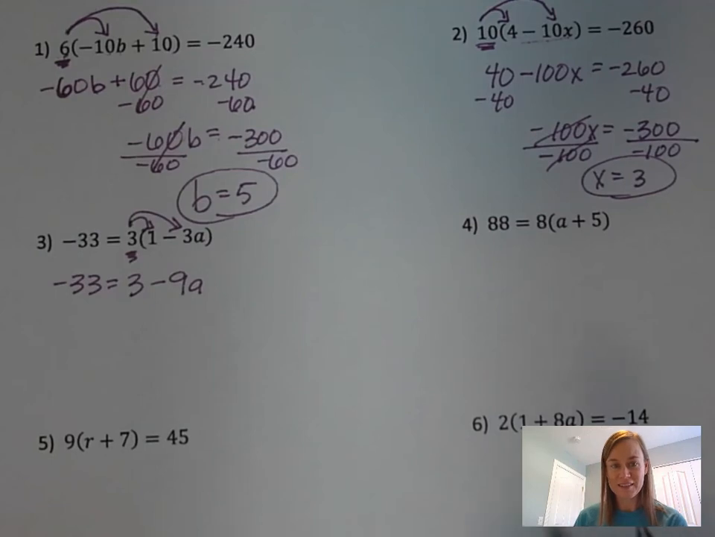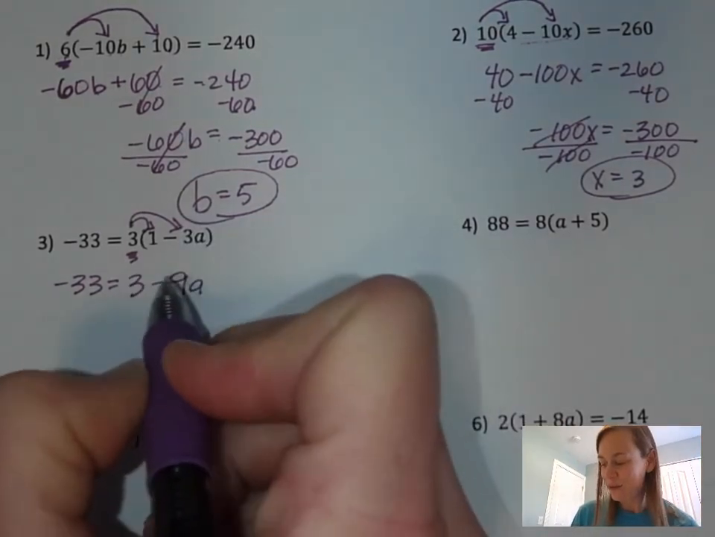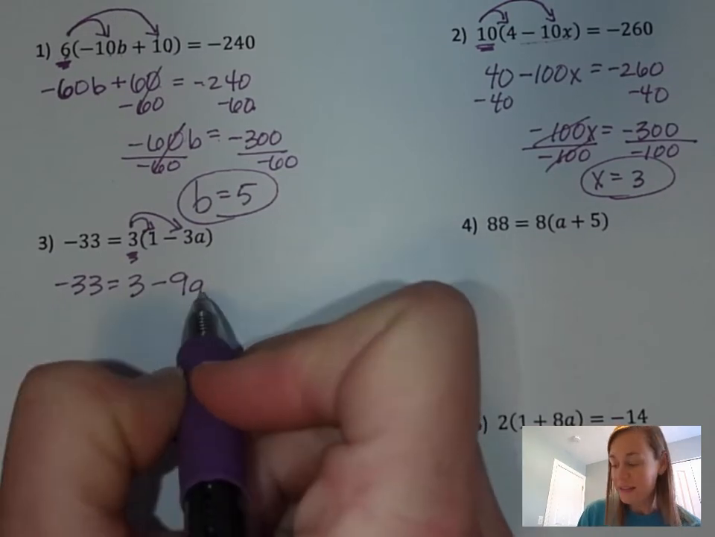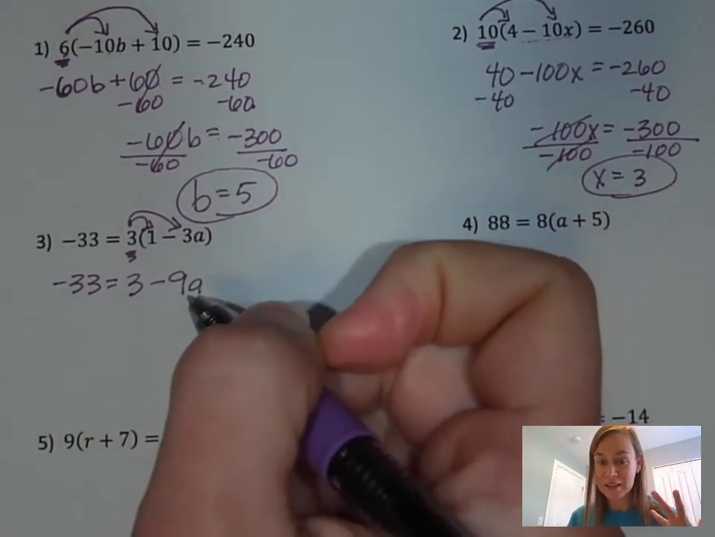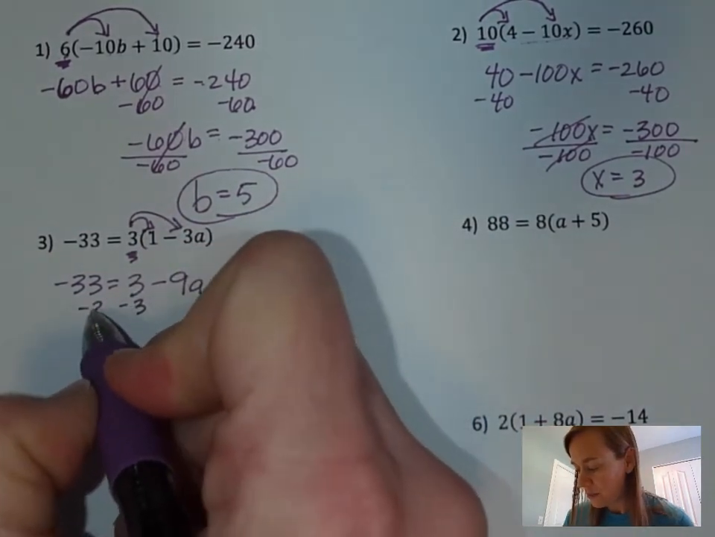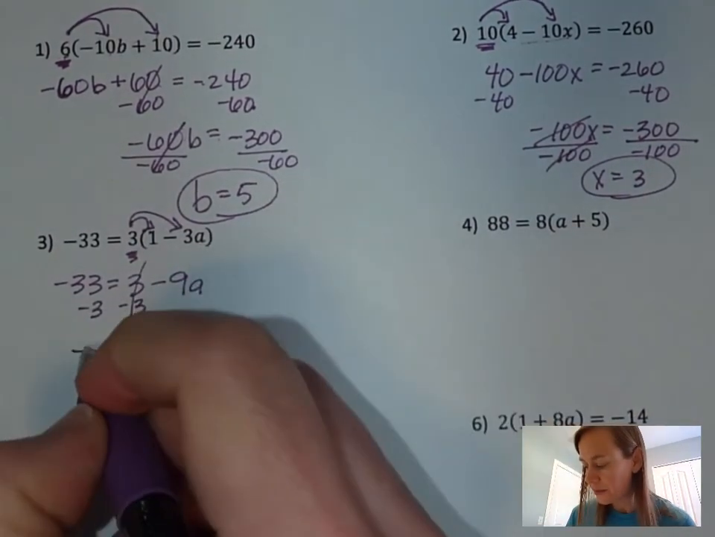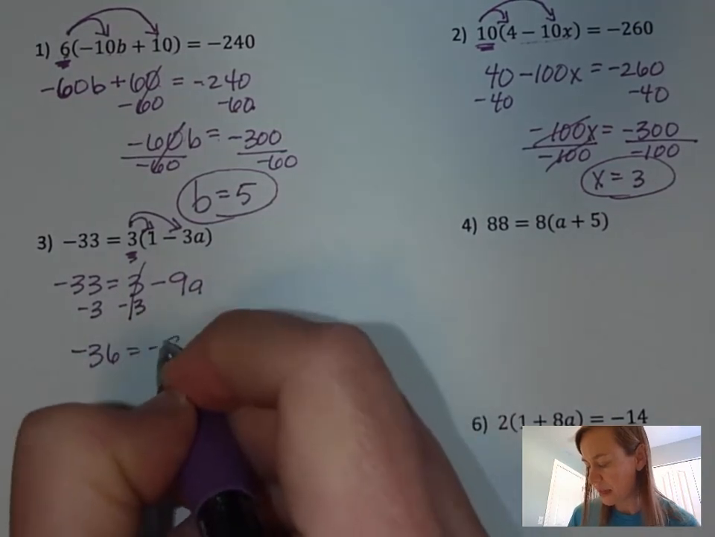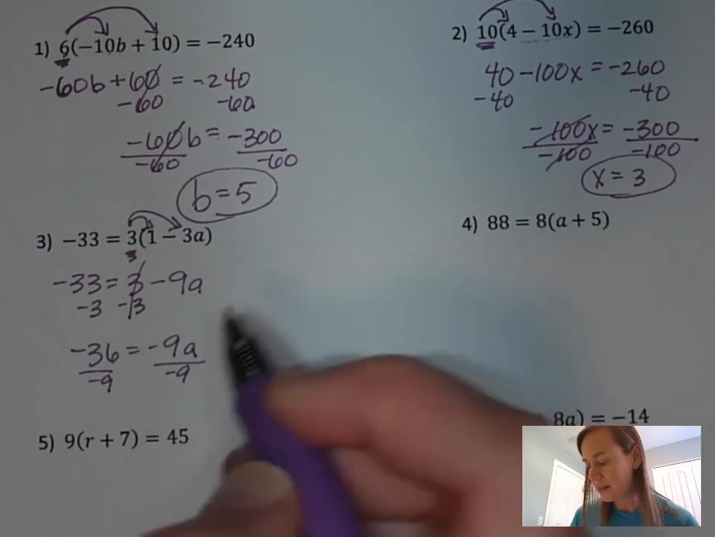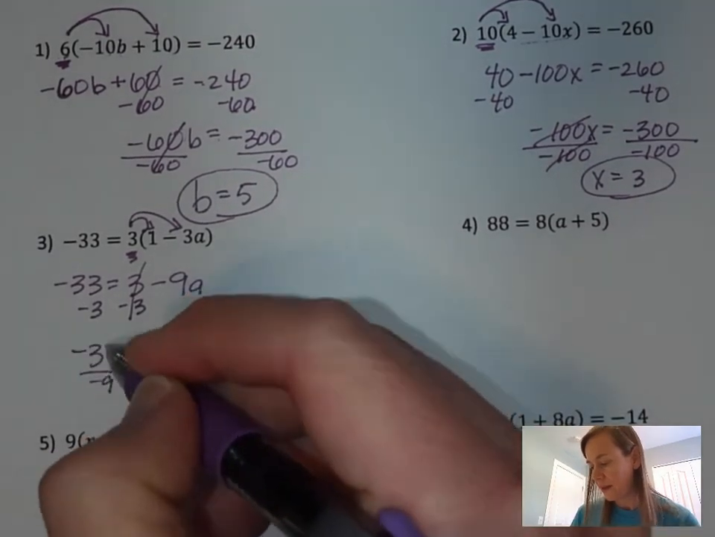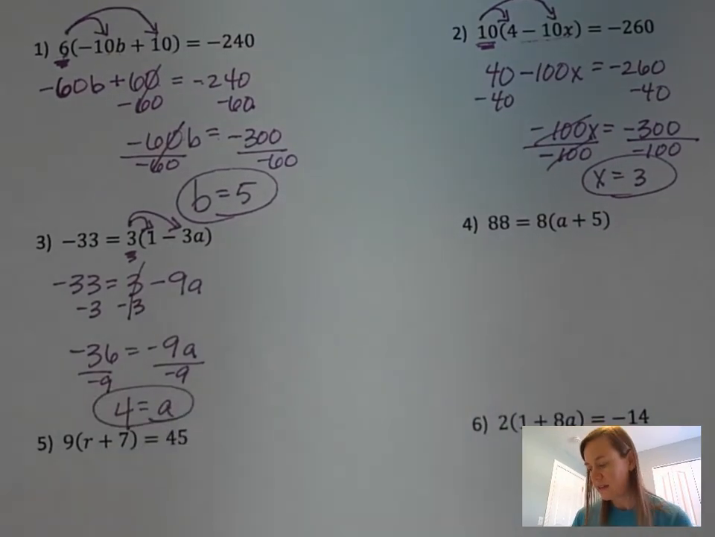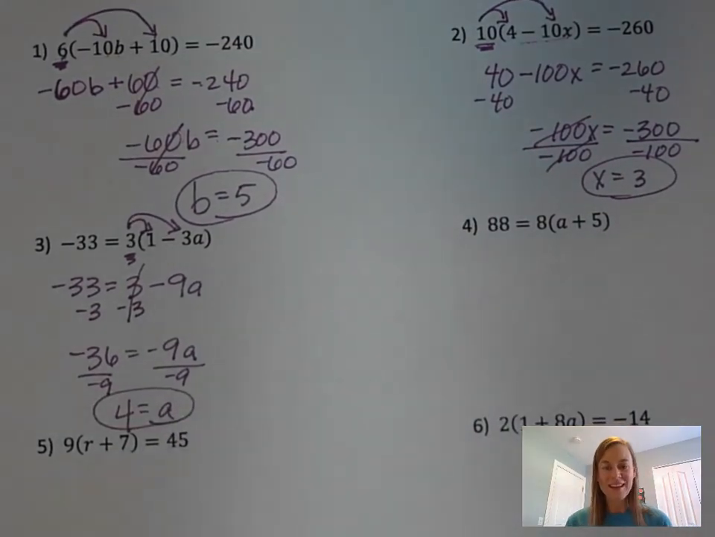How are you doing so far? Okay, what do we get rid of first, the 3 or the negative 9? We get rid of the 3 first because it's not attached to the a. We want to get rid of that number that's not attached to the a first. We're going to get rid of it by subtracting it. So negative 36 equals negative 9a. Now we're just going to divide by that negative 9 on both sides, and we'll have our answer. This is going to be 4, and this is going to be a. 4 equals a. If you got it, awesome work.